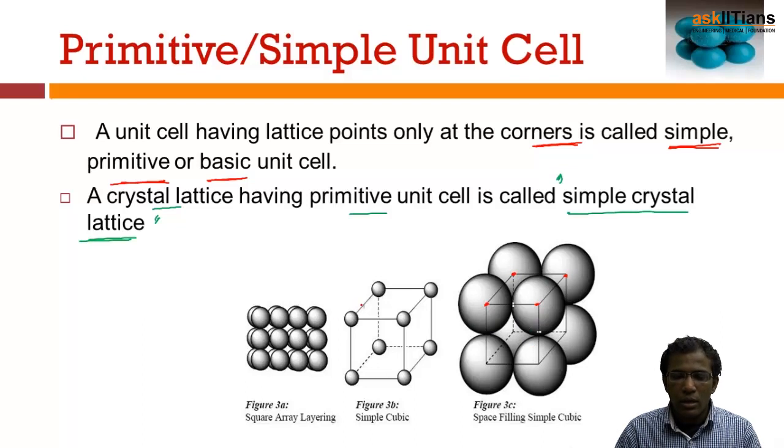Okay. Yeah, this is the simplest way, and this is the space filling model, and this is the square array layering. That means, if you keep on adding the particles on the right side, left side, above and below, we will get a crystal lattice. Okay. And that is known as simple crystal lattice. So this is about the simple unit cell.